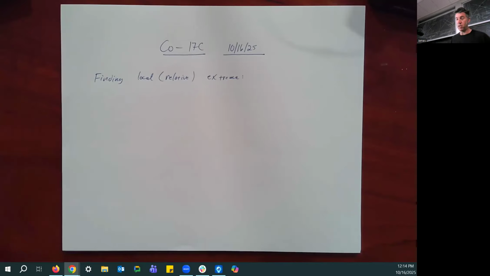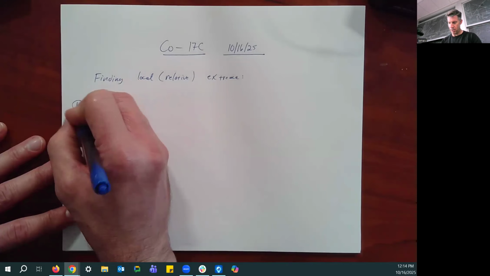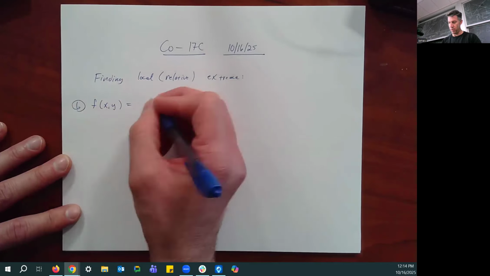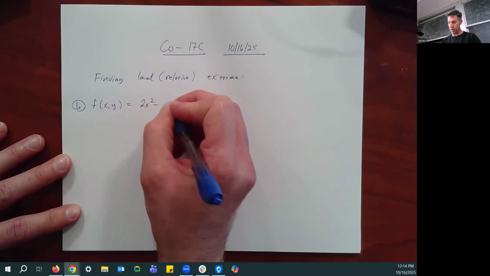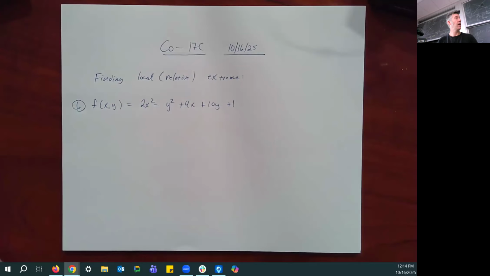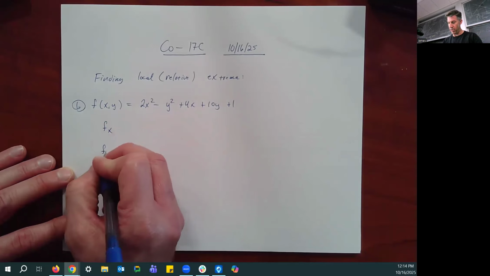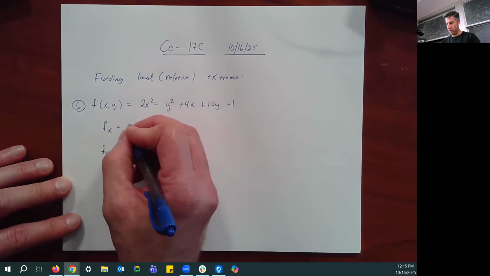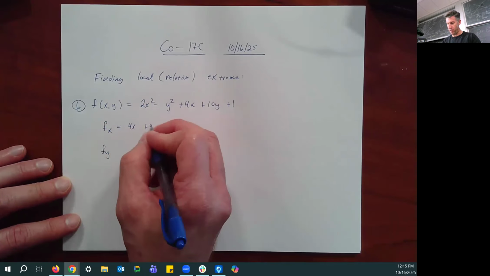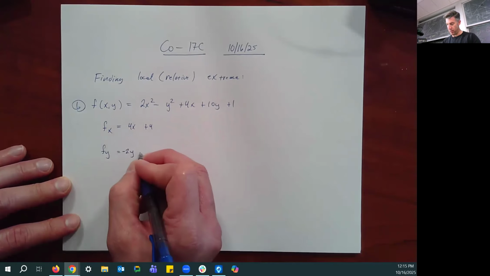That's what we're going to do anyway. So let's look at some more examples. Let's say we have the function f of x comma y equal to 2x squared minus y squared plus 4x plus 10y plus 1. And again, we're trying to find all the critical points first. So the first thing you're going to do every time in this process is first find your partial with respect to x and your partial with respect to y. So my x partial is going to be 4x plus 4. My y partial is going to be negative 2y plus 10.